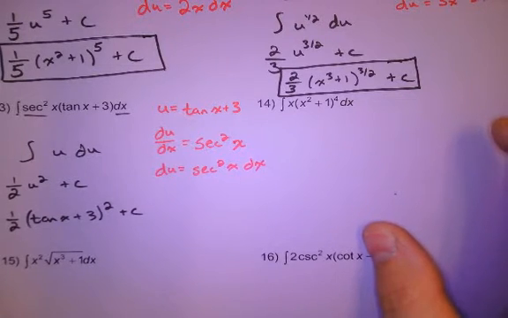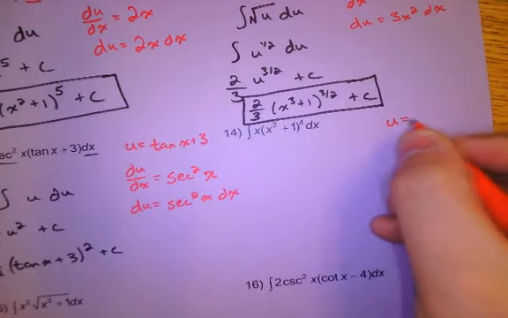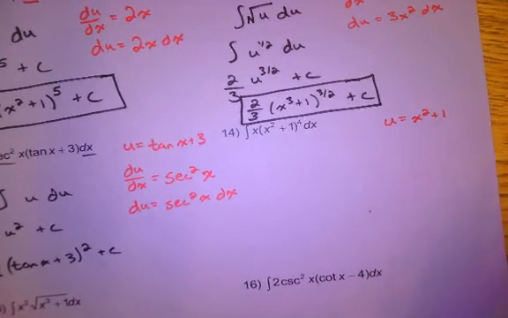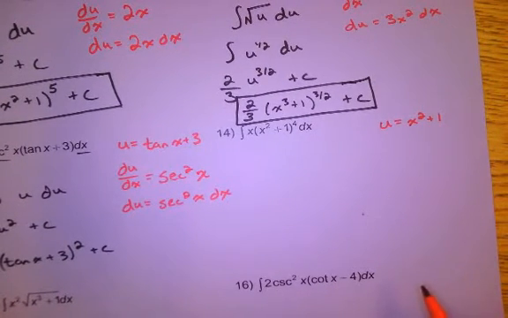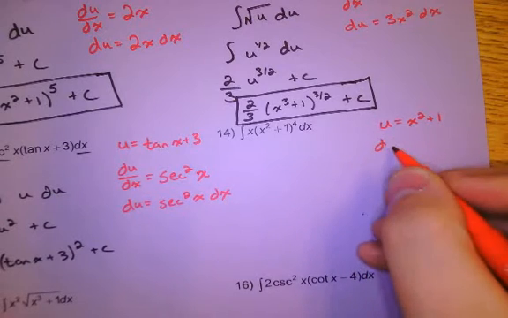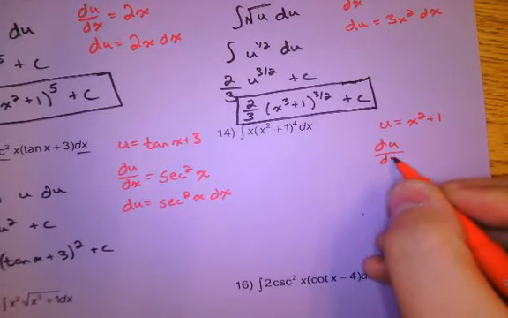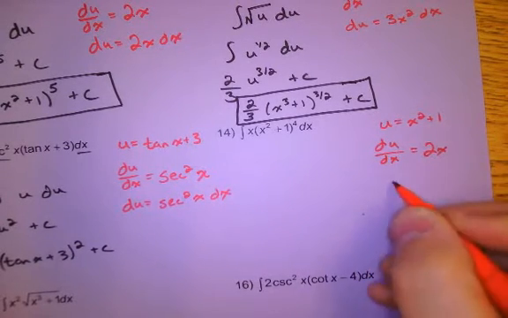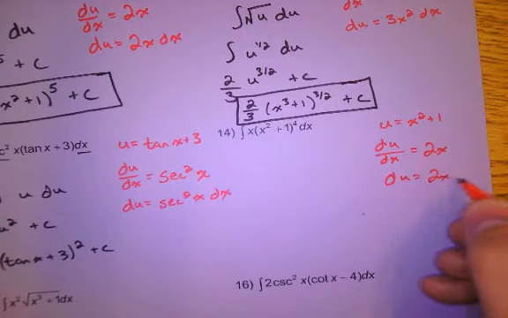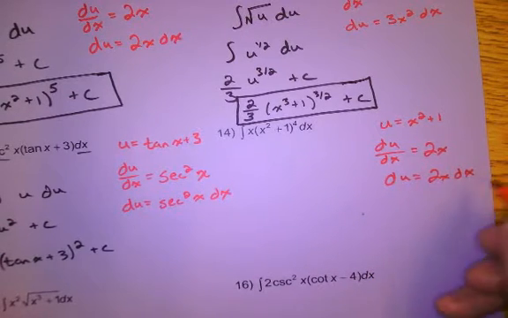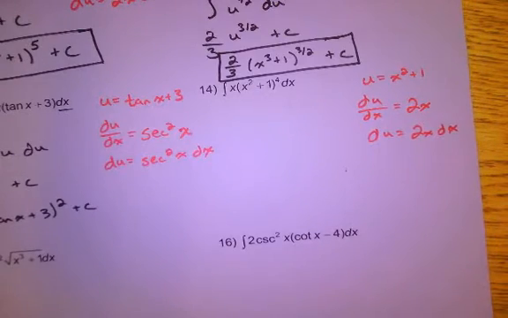What is it? X squared plus 1. I like it. So what is the derivative now of the x squared? So du equals 2x dx. Oh no. I don't see a 2x dx. Just quit. It's over.